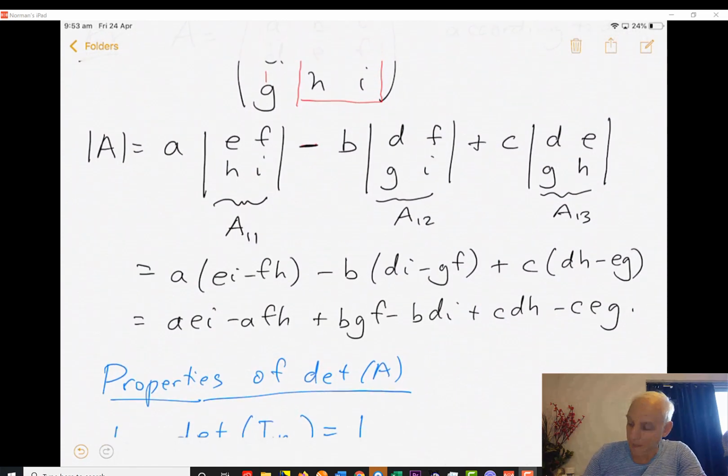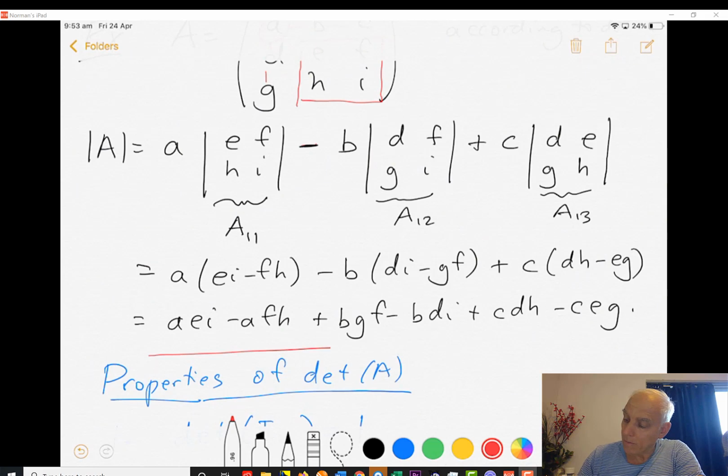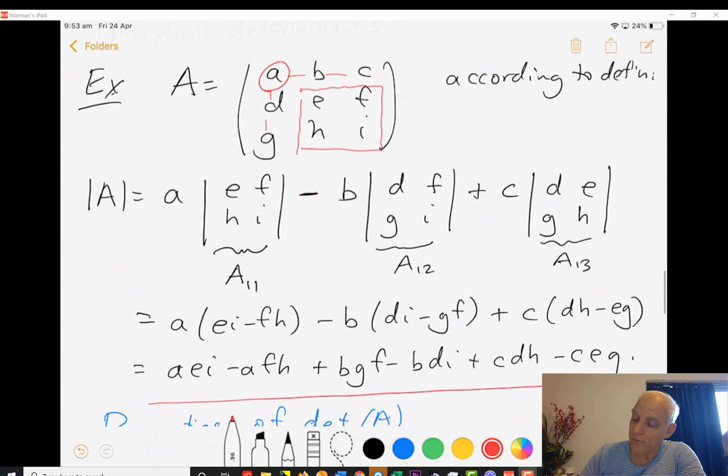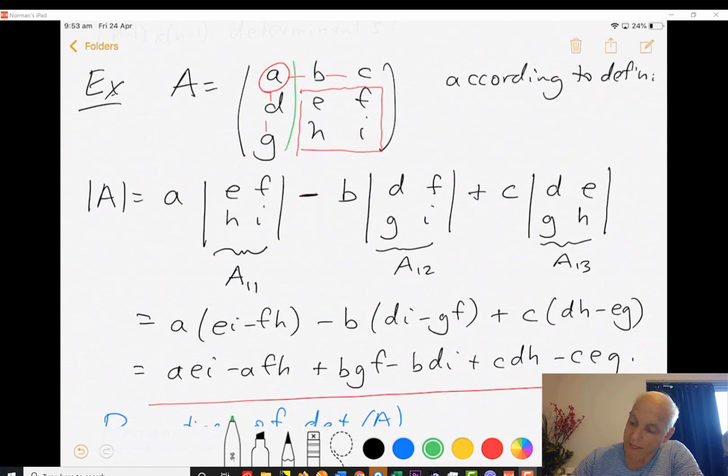So for example, here is the 3x3 formula for the determinant, and if we think about how it depends on the first column, A, D, and G, then you see that there's an A here, there's a G here, there's a D here, and each one of these terms has exactly one element from that first column. So this is the reason why this thing is linear in the first column.